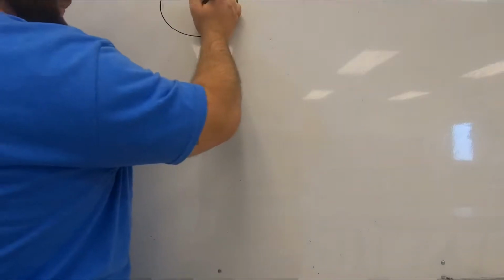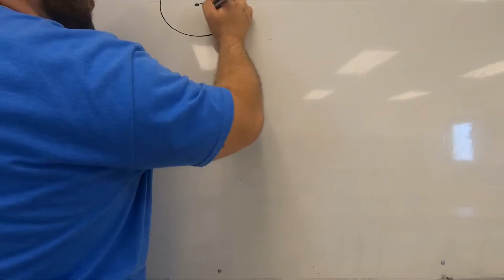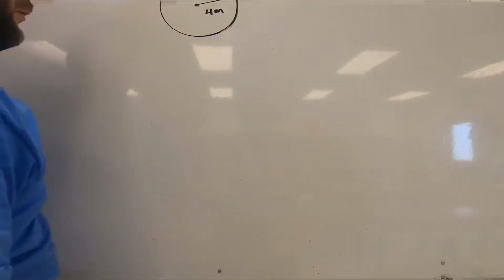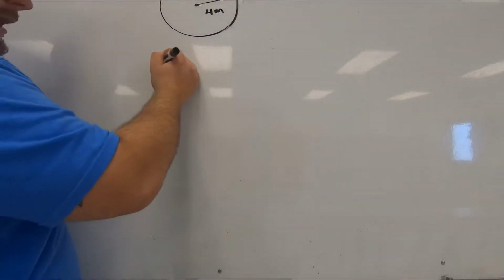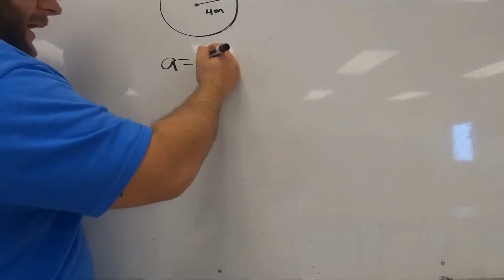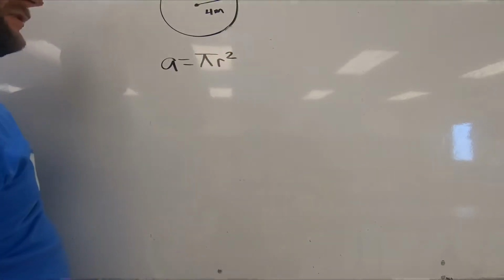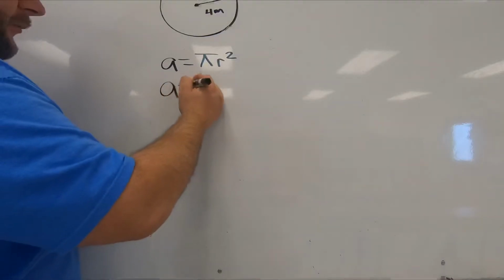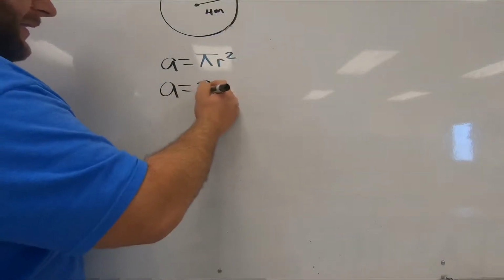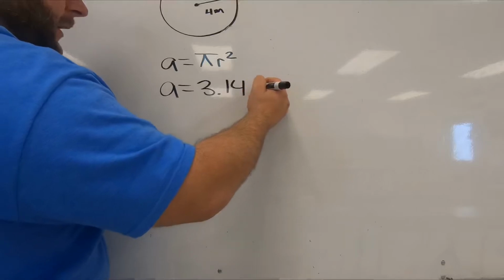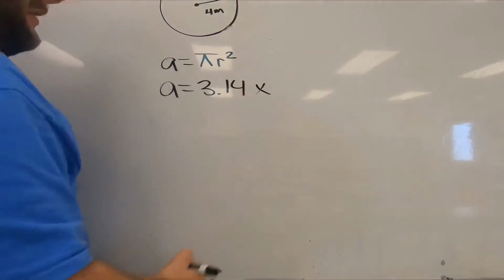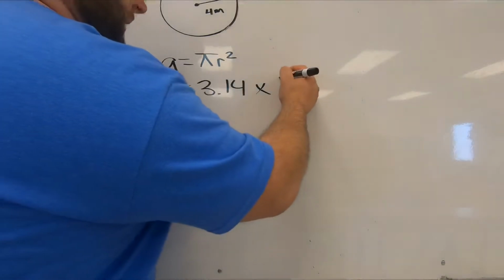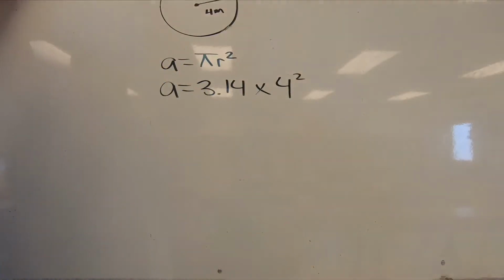So here's a circle. Let's say the radius is 4 meters. Okay, so we start with our formula. Area equals pi times the radius squared. Okay, so let's fill in the blanks just like we do with any formula. We don't know the area yet, but we know pi is 3.14. We can use brackets or we can just write the multiplication symbol. The radius is 4 and we're going to square it.